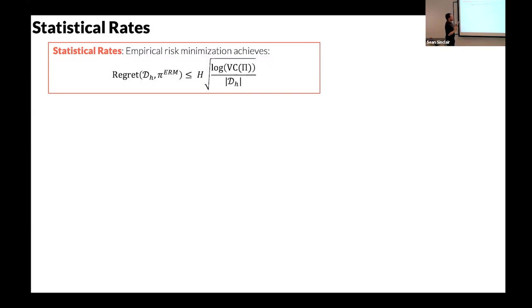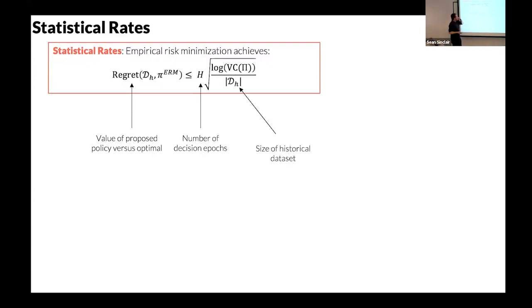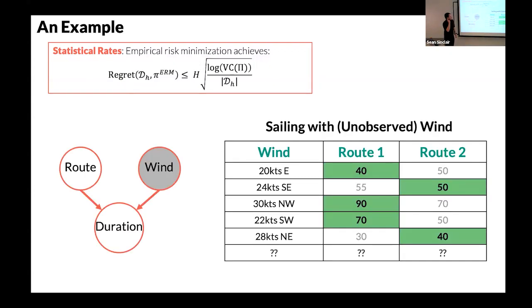And I guess the only thing to really note from the guarantee is that DH will be the size of the data set. So as the size of the data set increases, the performance is going to improve. And you'll notice that it has no dependence on the state or the action of the system. It only depends somehow on the complexity of the exogenous component. So this is the difference of the proposed policy versus optimal. Here is the number of decisions you're making. This is the size of the data set. And on the top is the VC dimension, which I'm not going to talk about at all. Okay. So instead of giving the proof, I'm going to talk through an example as to why this is simpler.